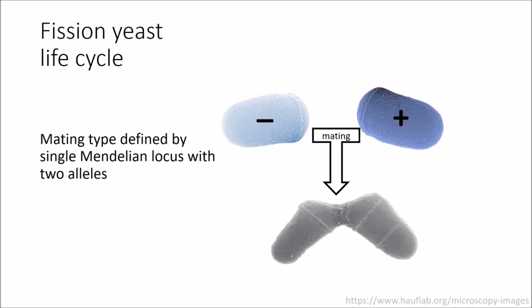And of course, we're interested to work with mating types, and this fungus does have mating types. We have two different types. In this species, they're called plus and minus. A minus cell is only able to mate with a plus cell, and vice versa. They're defined by a single locus, which has only two alleles.